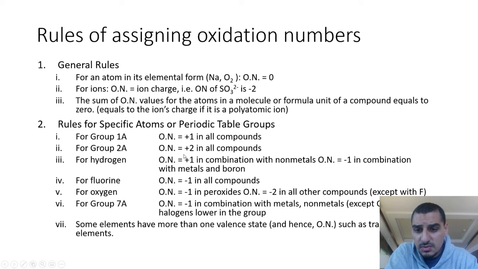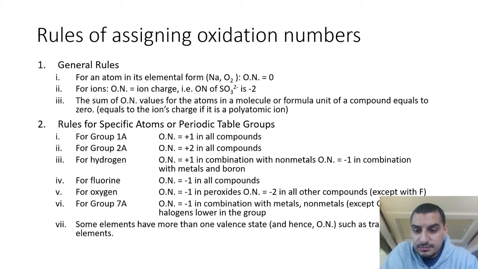So the oxidation number is +2. For hydrogen, it's always +1 when it reacts with nonmetals, and also +1 when it reacts with metals and boron. There is a compound called sodium hydride. So you have sodium reacting with hydrogen. In this case, because group 1A is always +1, hydrogen will be -1. So the oxidation number will be +1 in all cases except for the reactions of metals with hydrogen.